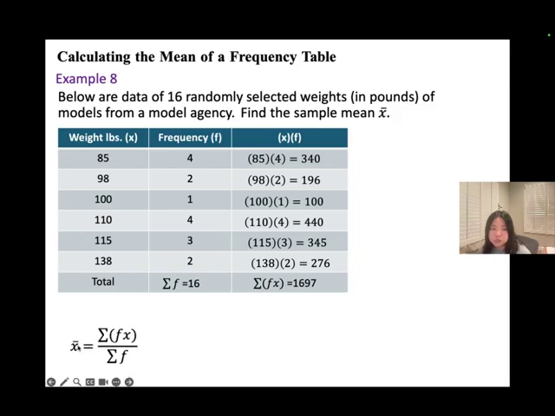Okay, we'll be using this formula. Sample mean will be the summation of f times x divided by the summation of f. Okay, so plug it in. Okay, you should get 106.06 pounds. Okay, make sure to include the unit.